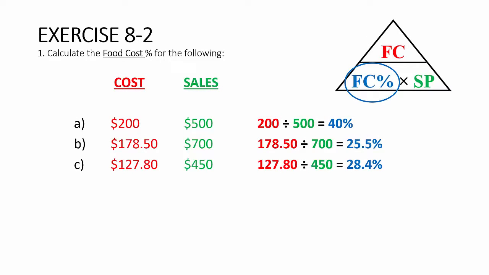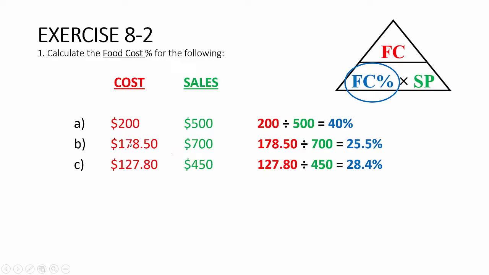In the first example in our exercise 8-2, we're given a list of costs, we're given a list of sales, and we're told to find the food cost percent. So according to our pyramid, right now we are looking for the food cost percent, so we must have these two values, and since they're on top of each other, we will divide those two. So we'll take the cost of $200, divide it by the sales price or the menu price of $500, and we get 40%. In other words, if we had sales of $500 today and it cost us $200 in food, well, 40% of every dollar we made will go to pay for the cost of that food.